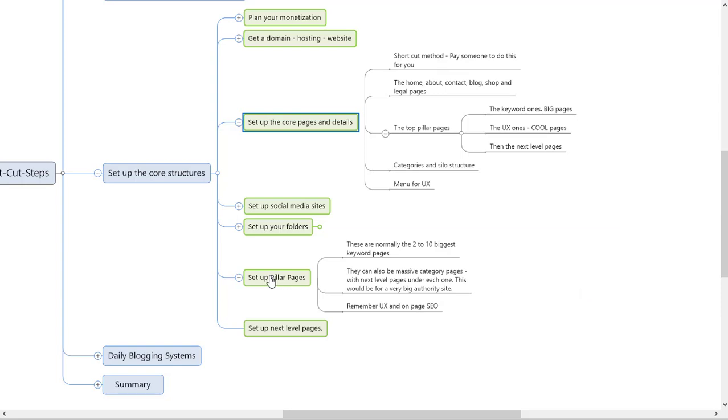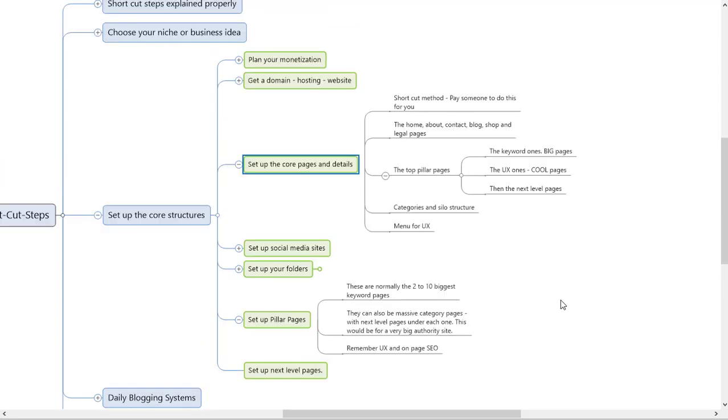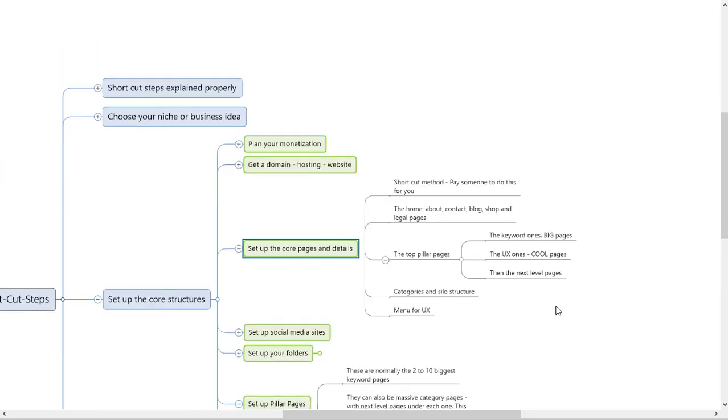So if you've set up your pillar pages, it's a job done. I'm not even going to make next level pages another video, I'm going to include it in here. Your next level pages are the ones in the silo structure just under your pillar pages. You can even leave them as drafts or know that they need to be the next ones you write about. They've got to be queued in level of importance.